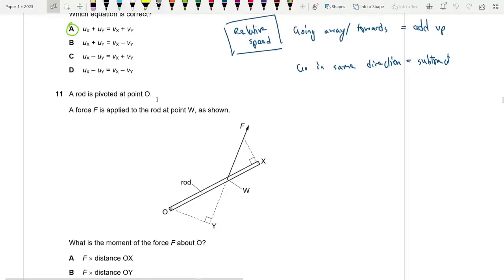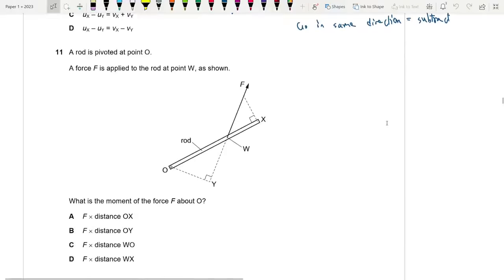It comes out this Thursday. Anyway, a rod is pivoted at point O. A force F is applied to the rod at point W as shown. What is the moment of the force about O? Okay, so this is our pivot. We need to take the perpendicular distance. So what is the perpendicular distance of this force F from O? Carefully, think about it carefully.